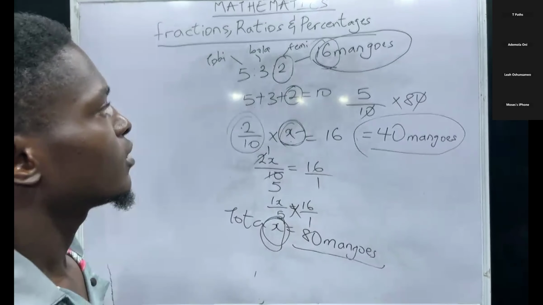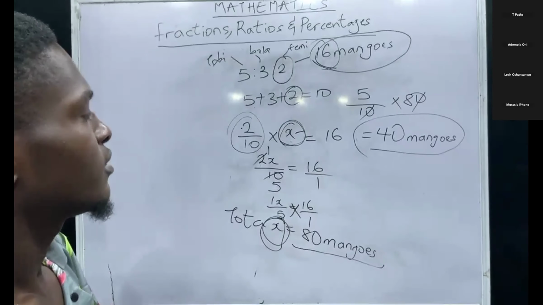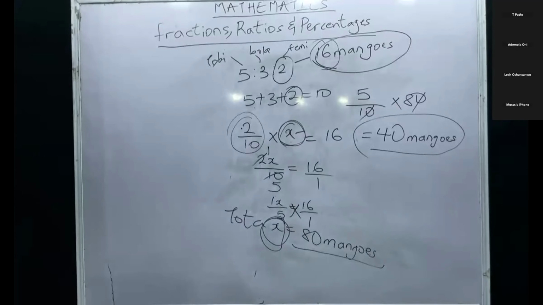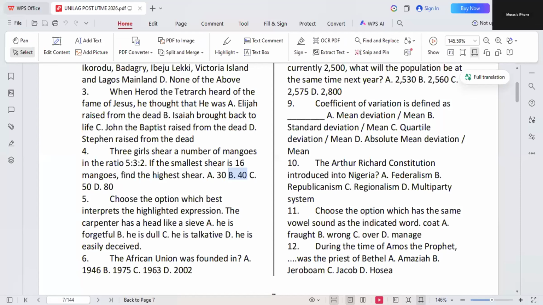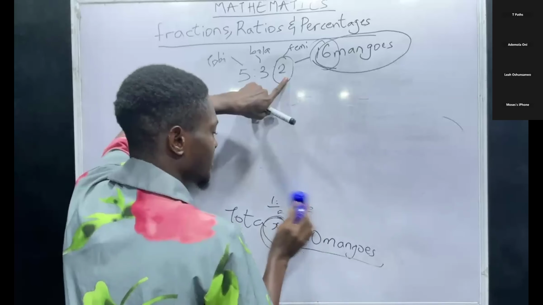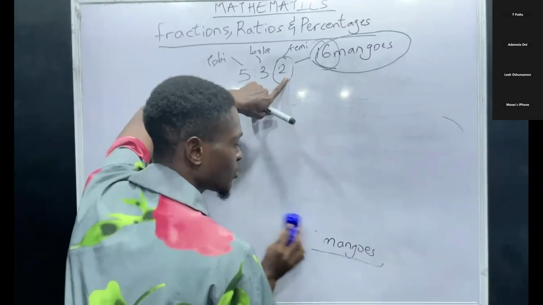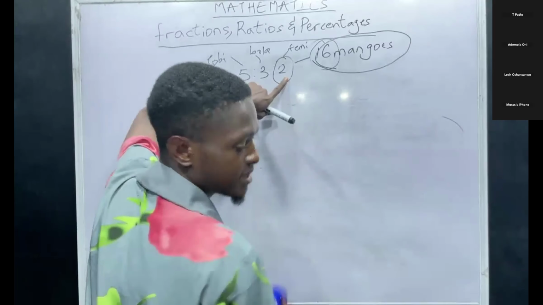Okay. Looking at the question, let's get the question together. We are told 3 girls share a number of mangoes in the ratio 5, 3, 2. Are you with me? Now, they said the smallest share is 16. And what I said is, this is the smallest share here. 2 is representing the person that has the smallest share. So that means this person's part is 16. This person is taking 16 mangoes.